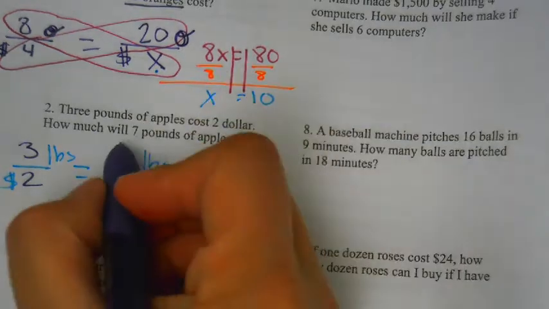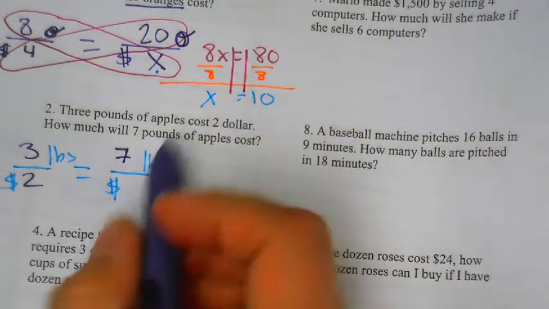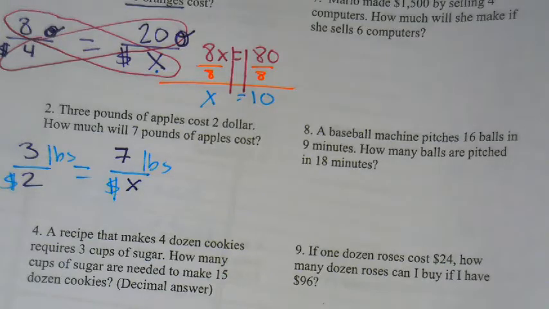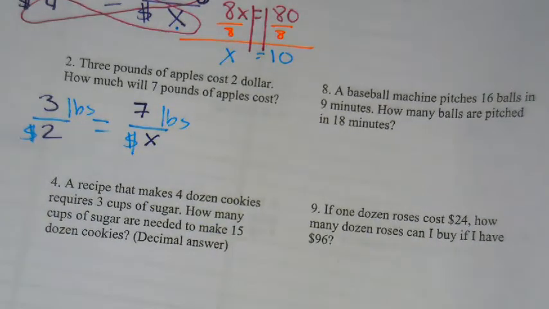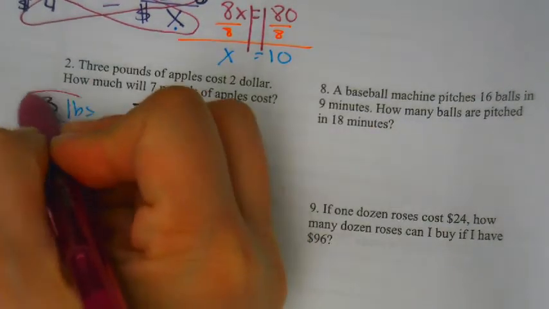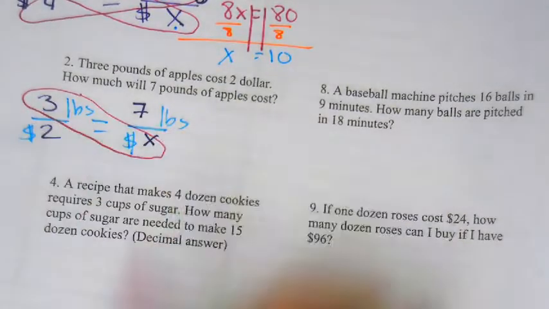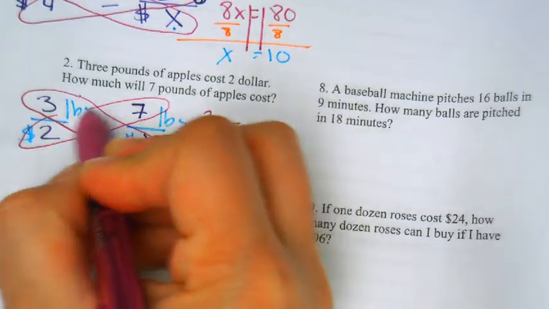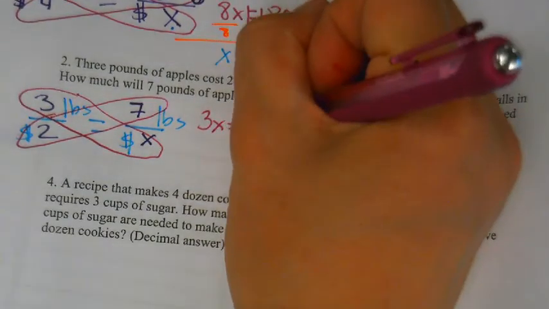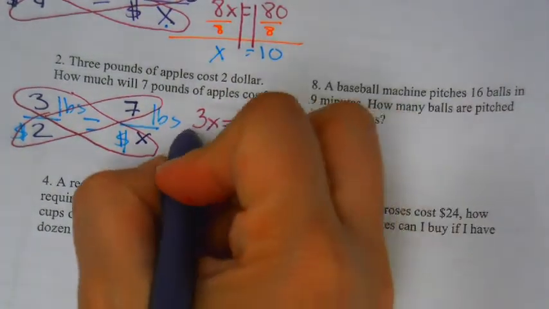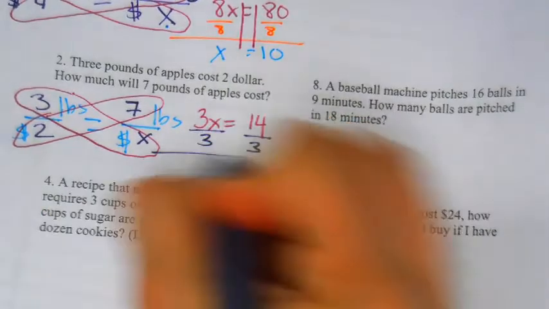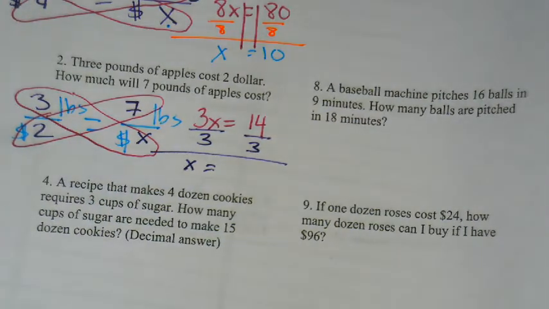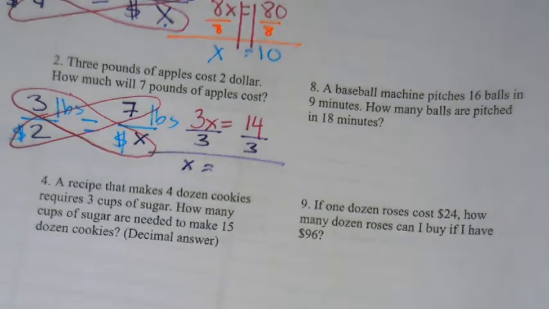And then 7 pounds goes on the top. Do we know how much 7 pounds is going to cost? Nope. So we're going to cross multiply. In this circle, we have 3 times x, 3x, equals, in this circle, 2 times 7, 14. So we're going to divide by 3, divide by 3, x equals. Do you see how there's no easier way to do this because your answer is going to be a crazy decimal?